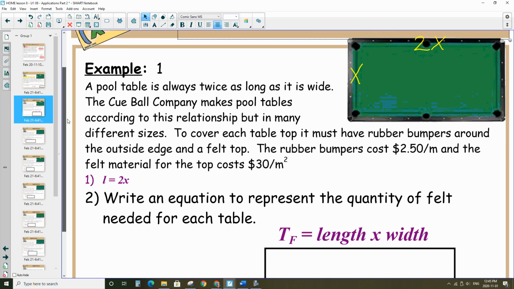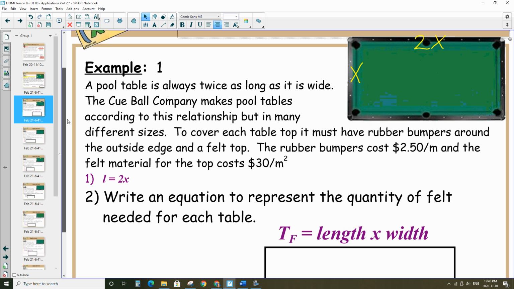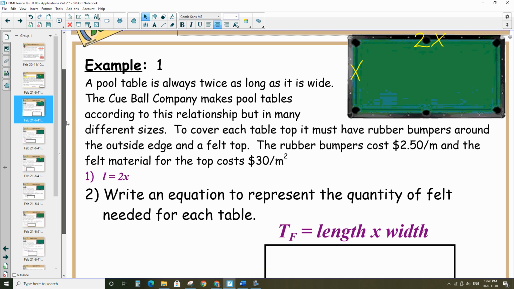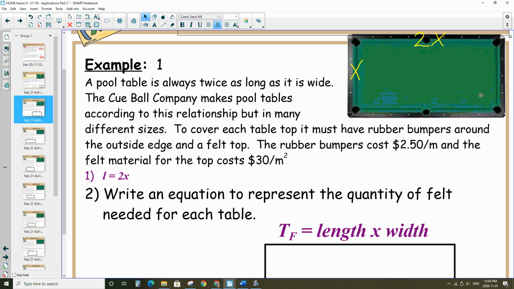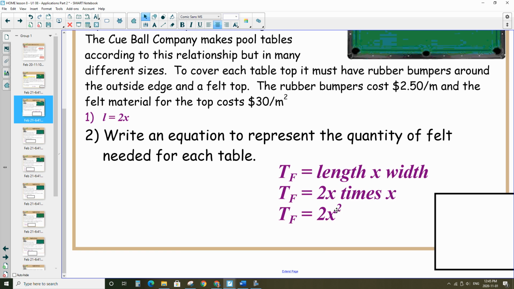Question 2. Write an equation to represent the quantity of felt needed for each table. So the quantity of felt needed is going to be the area, and to find the area of a rectangle, we multiply the width times the length, or the length times the width. So in our case, it's going to be the 2x multiplied by x. And if you remember your exponent rules, when we're multiplying 2x times x, we're adding the exponents.